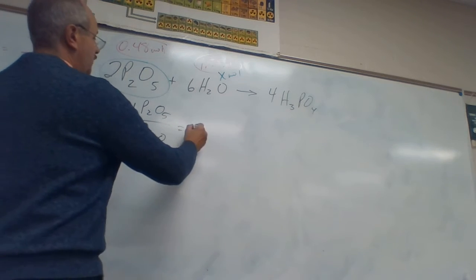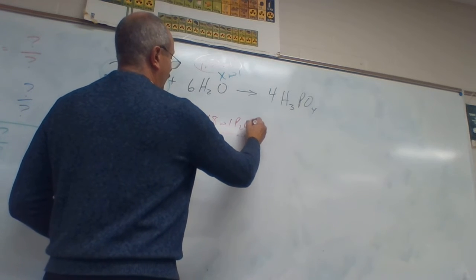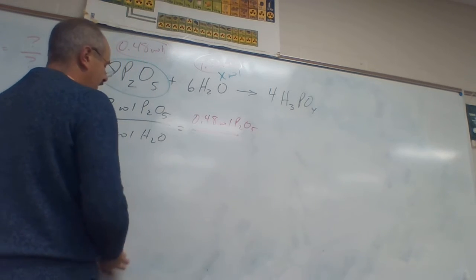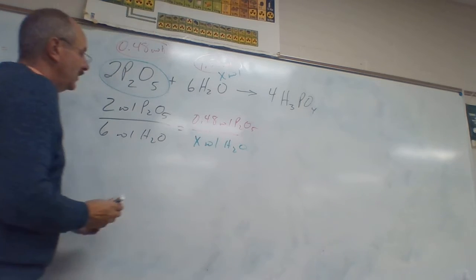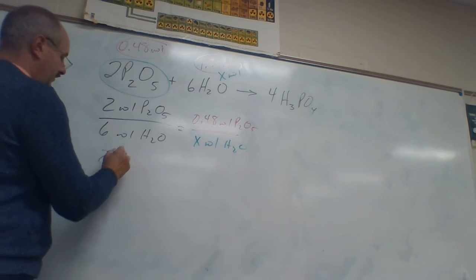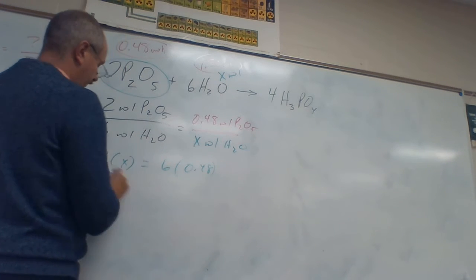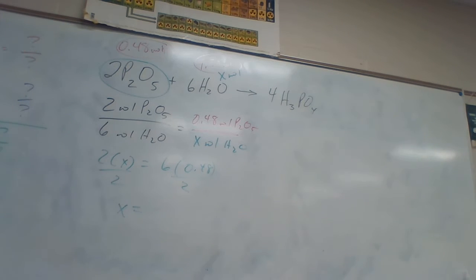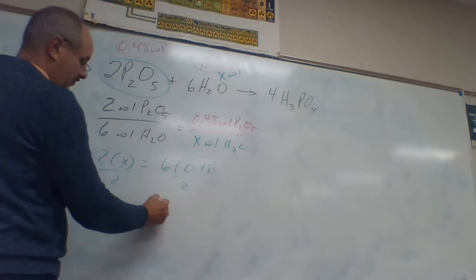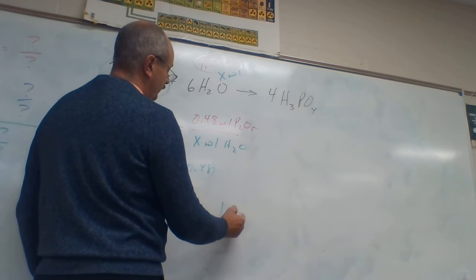All right, so P2O5, we only have 0.48 moles of P2O5, and we are trying to find out X moles of water that's going to combine with. So cross multiply: 2 times X equals 6 times 0.48. Divide by 2, divide by 2. X equals 0.96, and that's moles of H2O.